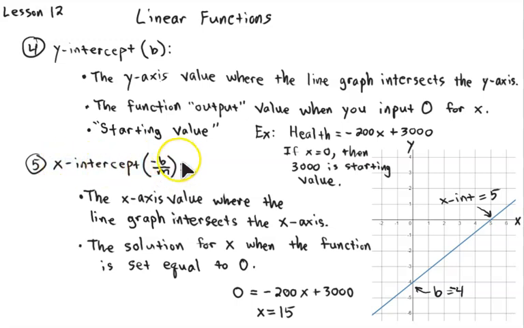So the x-intercept is whatever the x solution is when you set your equation equal to 0. So if you make y equal 0, it's the x value. But the y-intercept is if you make x equal 0, then it's the y value.